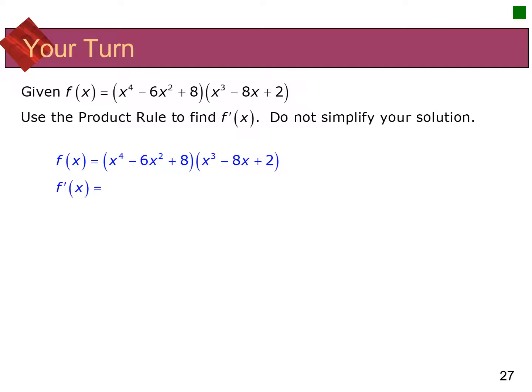I chose to use the product rule because it told me to. I'm going to do the derivative of the first, which is going to give me 4x to the third minus 12x times the second, which is just me rewriting x cubed minus 8x plus 2. And then I'm going to add the first statement times the derivative of the second. So I'm going to have that x to the fourth minus 6x squared plus 8 times the derivative of the second quantity, which is going to be 3x squared minus 8.